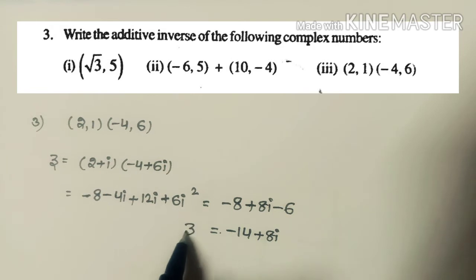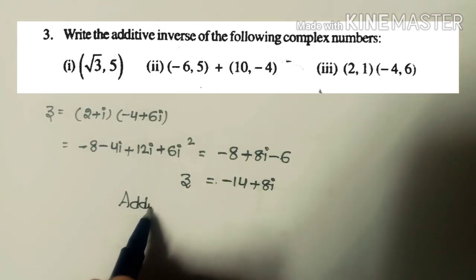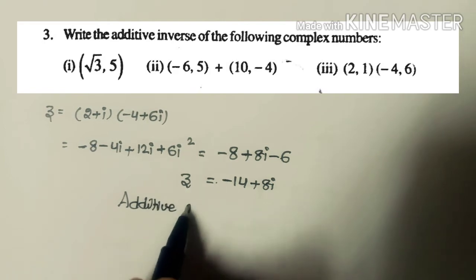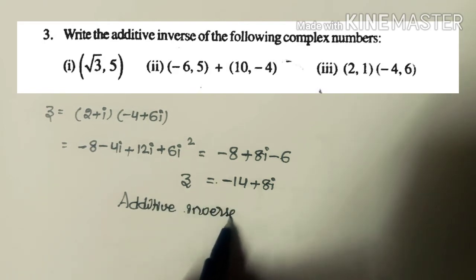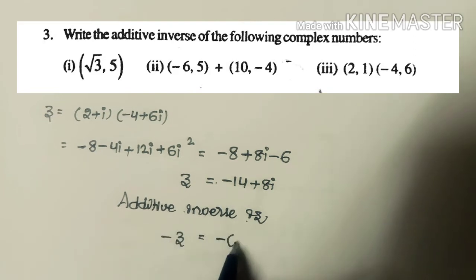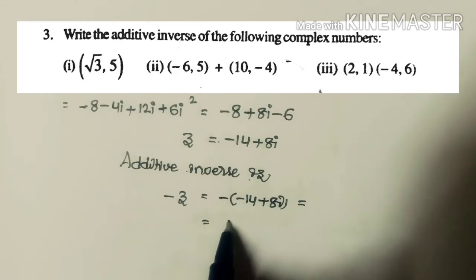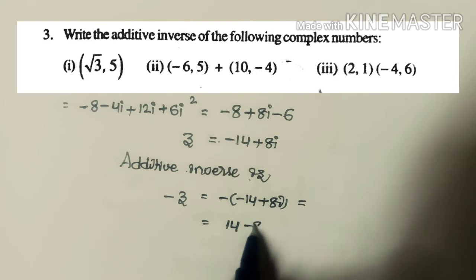Now this is the z value. Therefore the additive inverse is minus z, that is minus of (minus 14 plus 8i), and this is equal to plus 14 minus 8i.